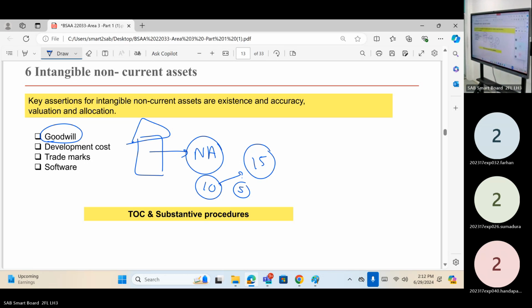Right. Okay. So then that goodwill can be calculated in two different methods: full goodwill or proportionate goodwill.